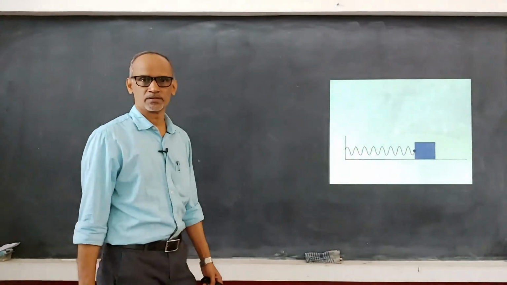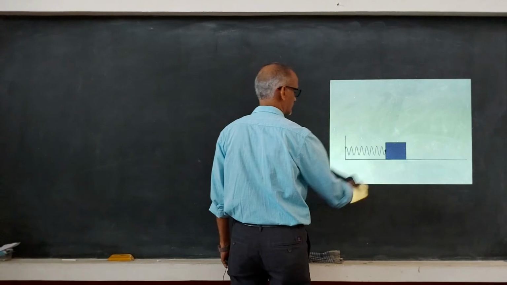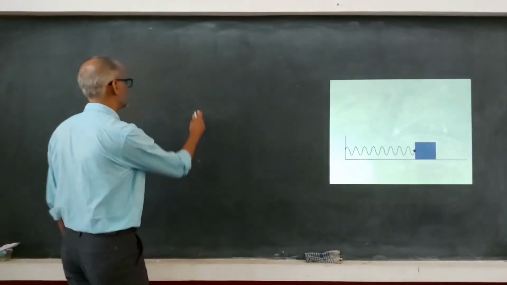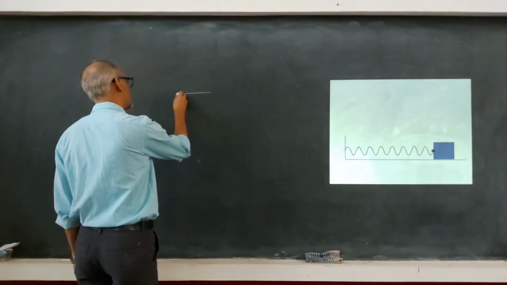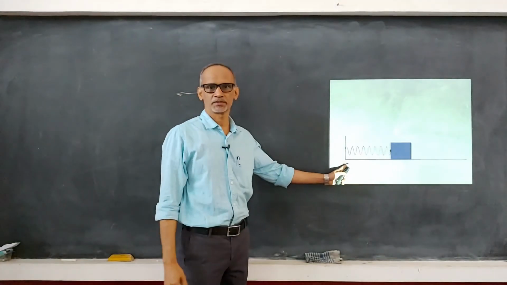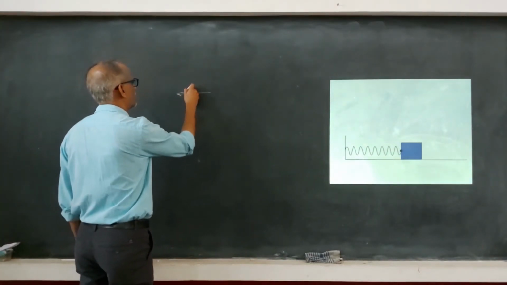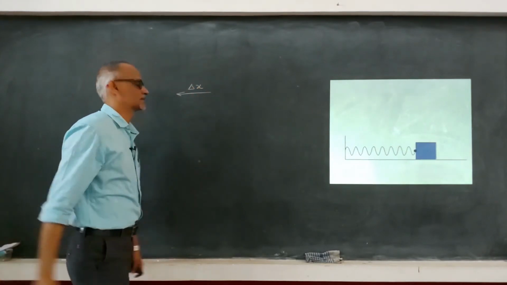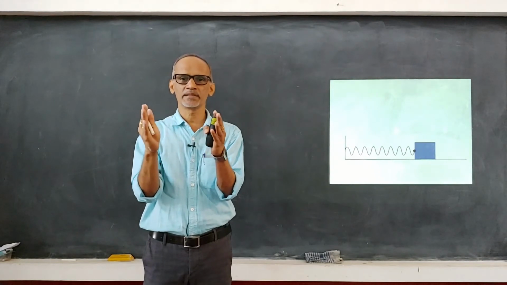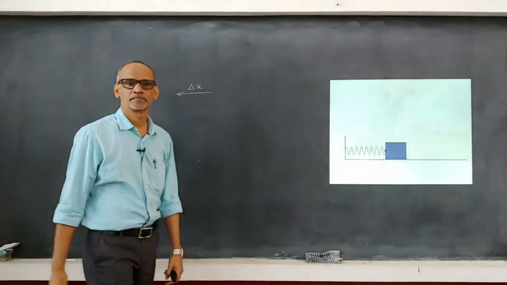During the compression, the spring gets compressed like this, to the left. So this is the compression. And when it gets compressed, let delta x be the change in the length of the spring. Because when it gets compressed, its length decreases, right? And I am going to consider that as delta x.